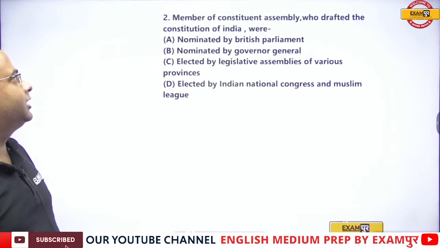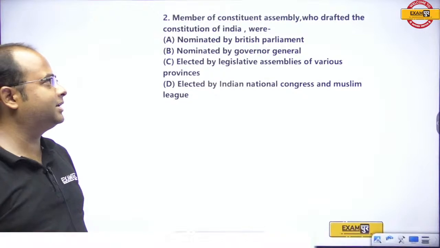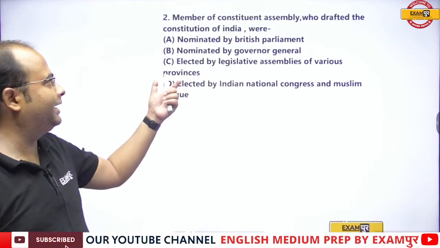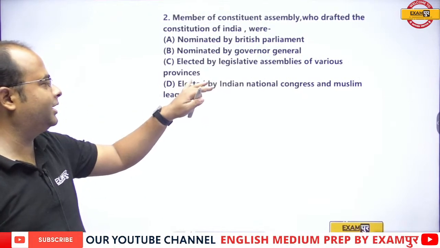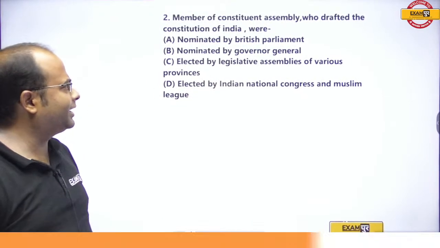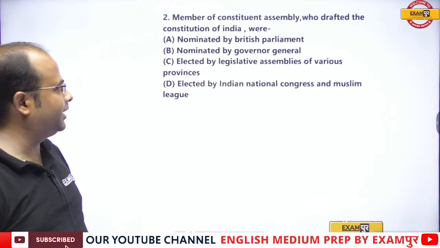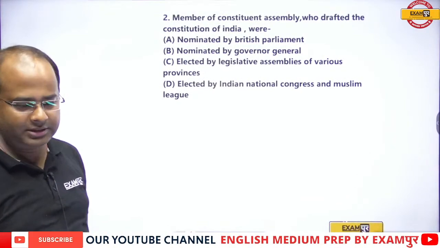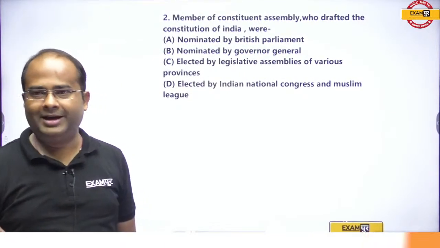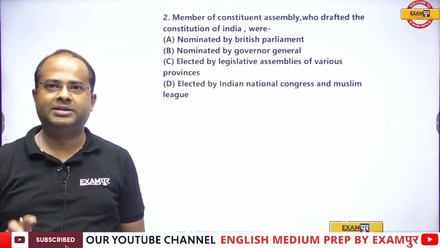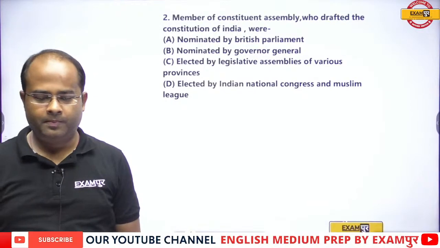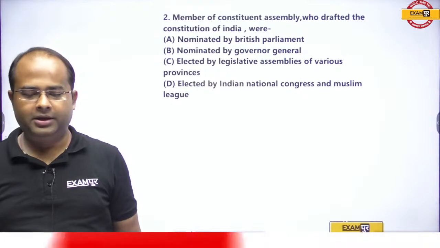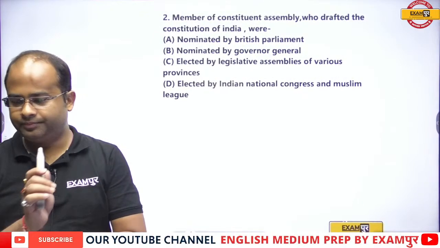The next question is: the members of the Constituent Assembly who drafted the Constitution of India were nominated by the British Parliament, nominated by the Governor General, elected by the members of the Legislative Assemblies of various provinces, or elected by the Indian National Congress and Muslim League. So who elected the members of the Constituent Assembly? That is the question.